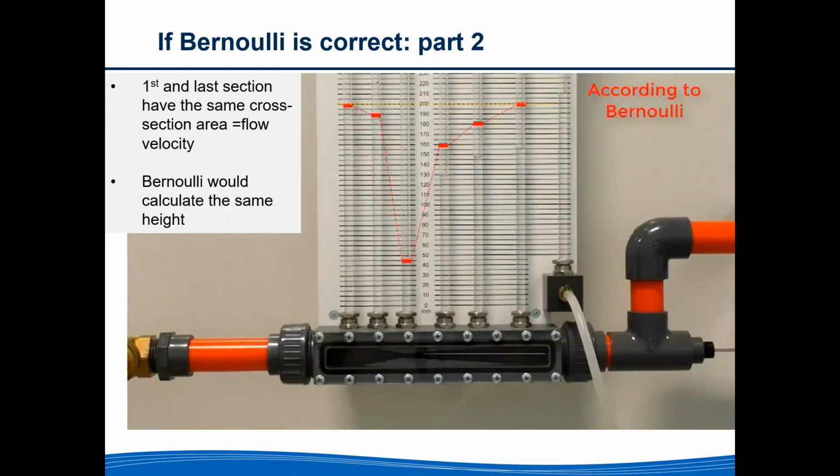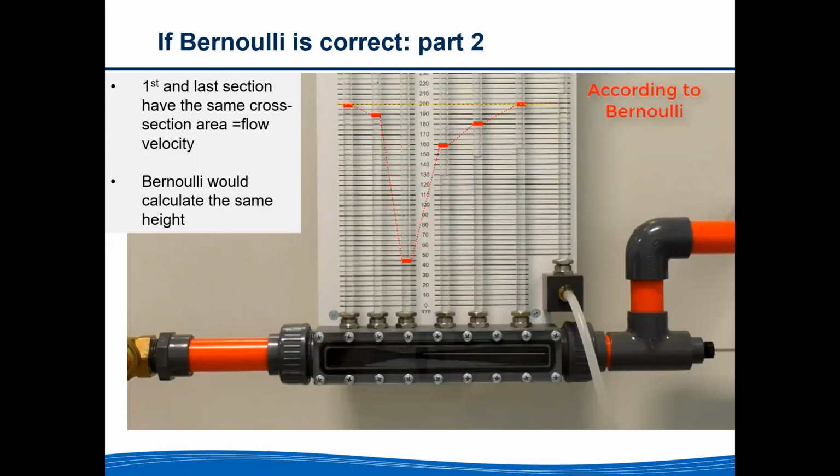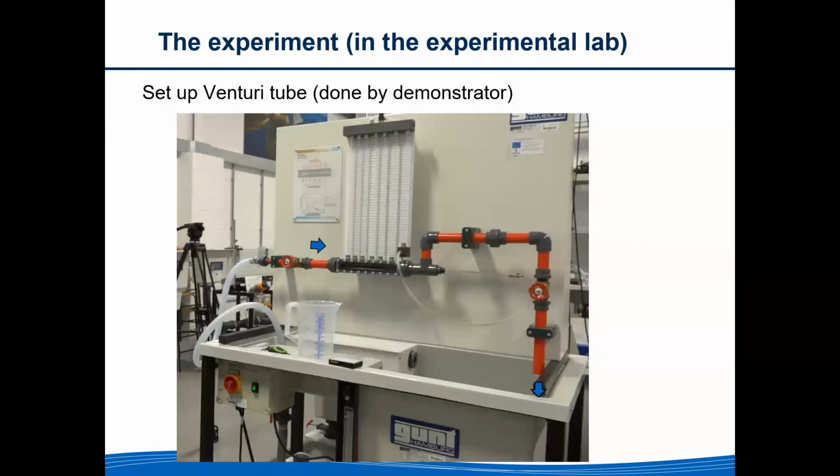The first and last sections will have the same cross-section area, same velocity. Hence, since the total pressure is constant, they will have the same height, the same pressure. You will check this in the experiment. Notice maybe already from this little image that you can see there is a little gap here. Pressure goes up, but it doesn't go all the way up to the top. Why? We discuss in a bit.